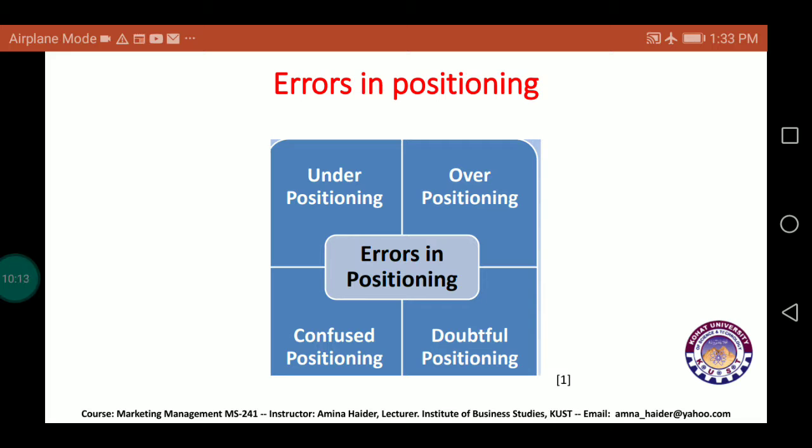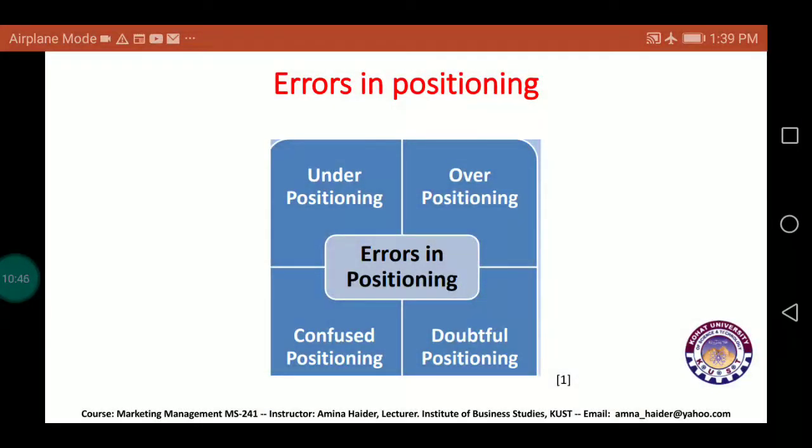This is the state where the buyers attach a very narrow image to the brand. They have a perception about a particular brand due to lack of information or a pre-decided notion. For example, buyers think that Apple only comes out with expensive products, whereas Apple has a range of products at different prices.